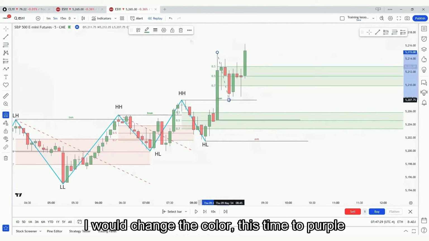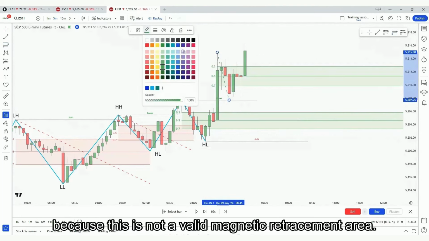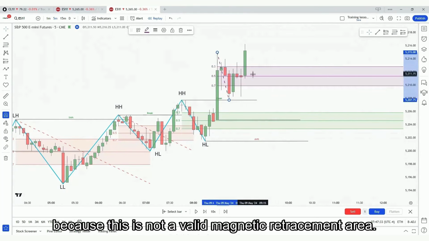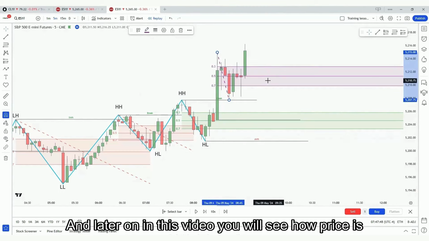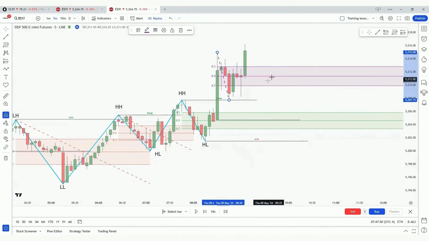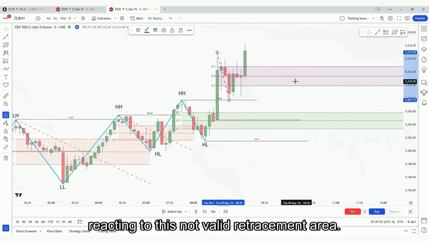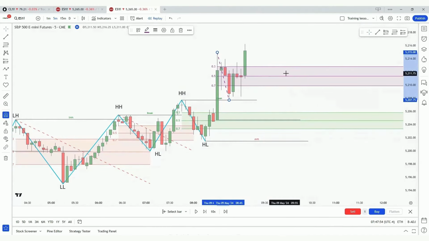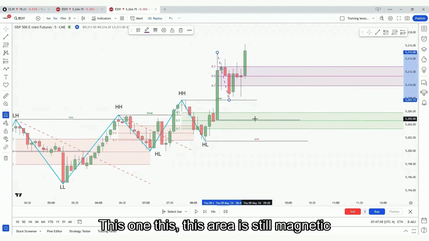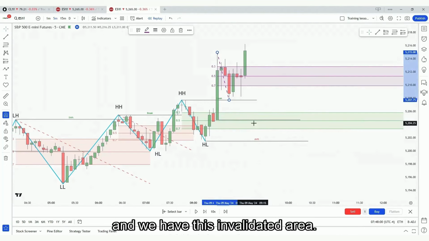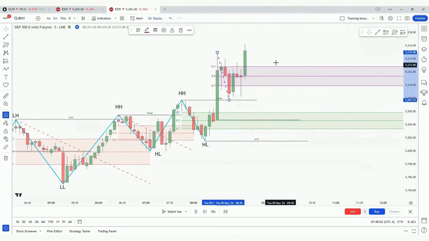I will change the color this time to purple because this is not a valid magnetic retracement area. And later on in this video you will see how price is reacting to this not valid retracement area. So we have one area open, this one. This area is still magnetic, and we have this invalidated area.